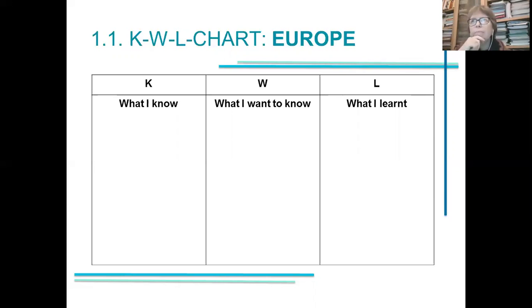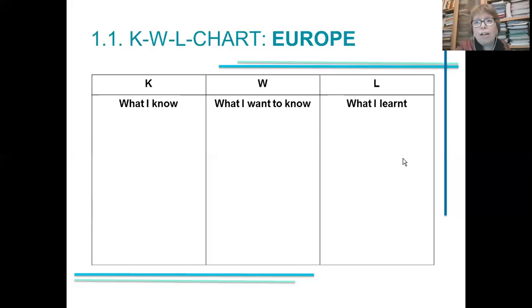The column in the middle, what I want to know, they can write in their mother tongue, because when you do thinking, children need to use their mother tongue. At this age, they don't have the language skills to write in a foreign language. While in the third column, which is done at the end of the project, they can write in English because they will have learned something about Europe.